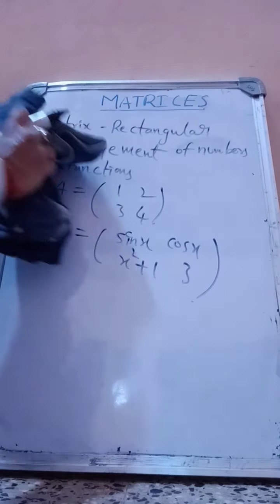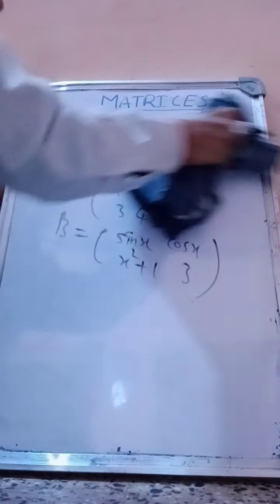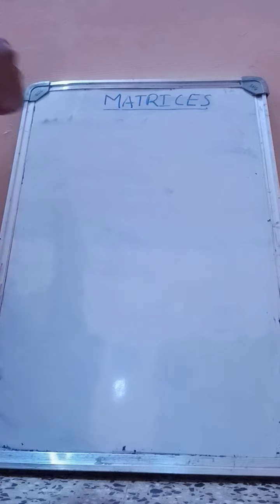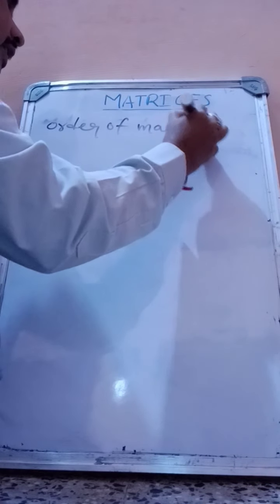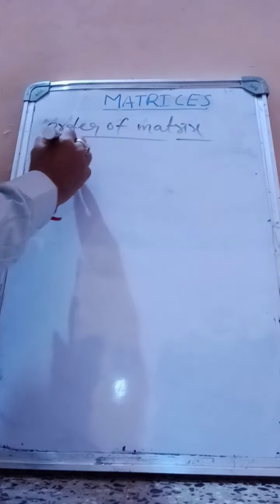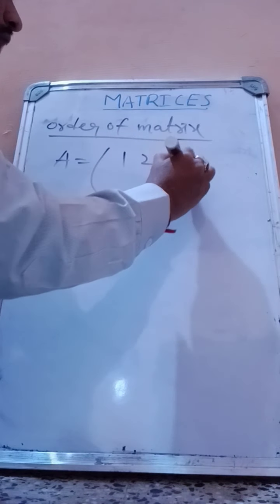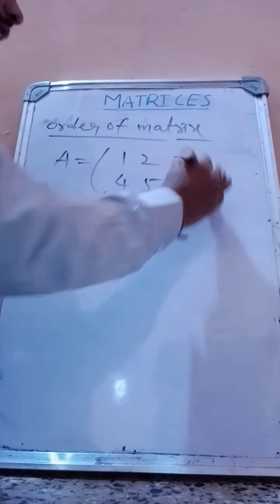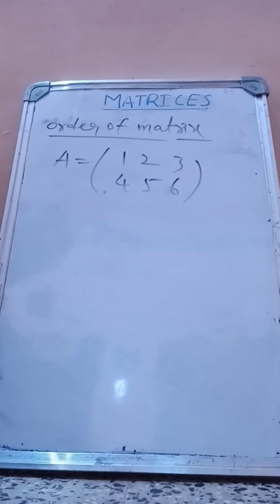Okay. So next we'll move to the order of the matrix. How to know the order of the matrix? Let us take one matrix: 1, 2, 3, 4, 5, 6. Let us consider this is one matrix.